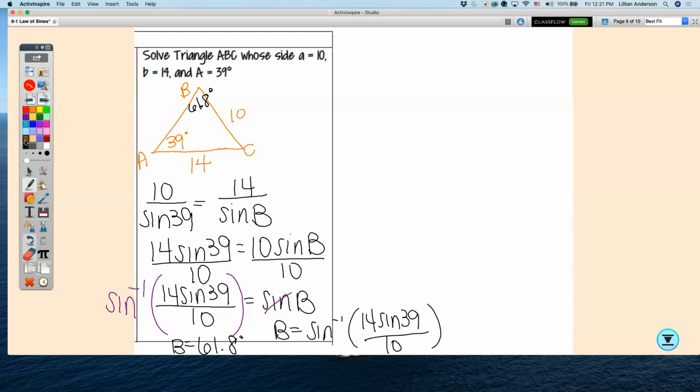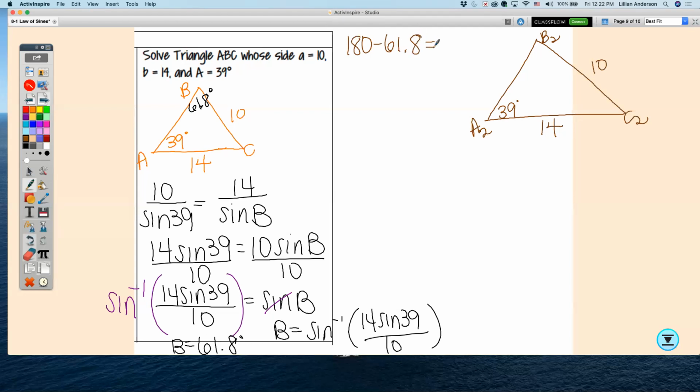Change colors here. So I could potentially have two triangles. How could this happen? Well, we'll label this 2, so we know that this is the second triangle. In the second triangle, all of the original information stays the same. This stays 39 degrees, this stays 10, this stays 14. If we have two triangles, this is what we do. We take the answer that we found and subtract it from 180.